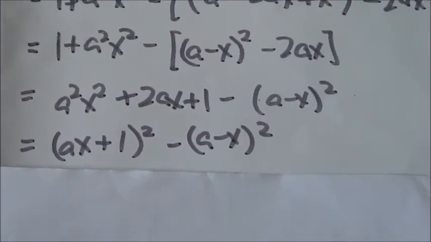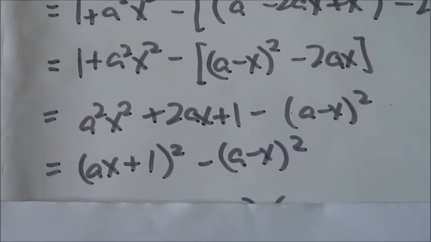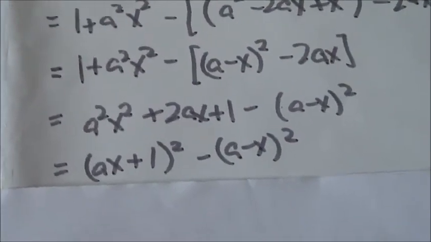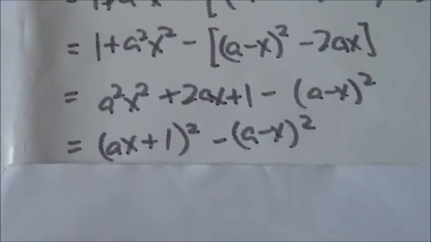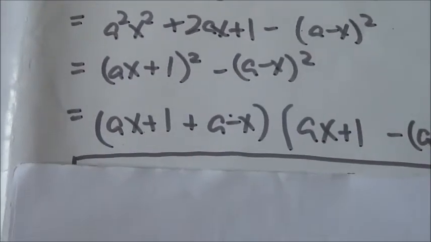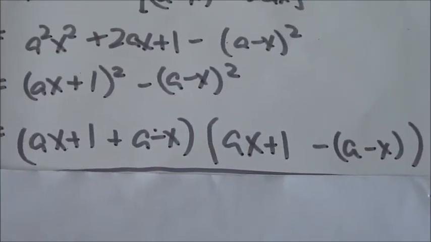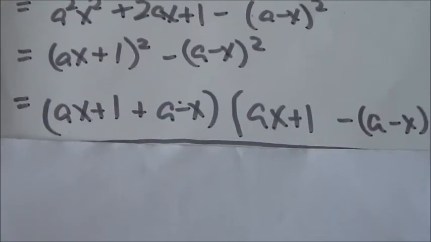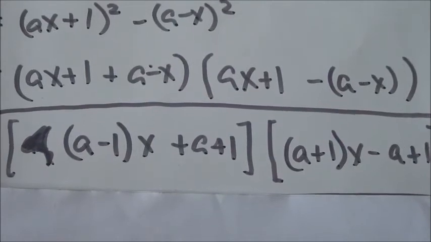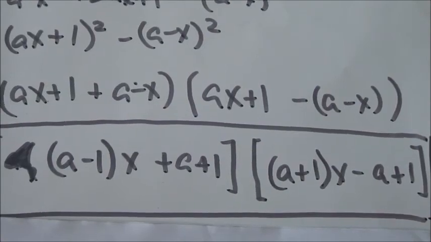So the first 3 terms also form a perfect square trinomial, which is ax plus 1 squared. So we have ax plus 1 squared minus a minus x quantity squared. So this is again a difference of 2 squares, and we can expand it, which is just equal to ax plus 1 plus a minus x times ax plus 1 minus the quantity of a minus x. Simplifying this, we get the answer: the quantity of a minus 1 x plus a plus 1 times the quantity of a plus 1 x minus a plus 1.